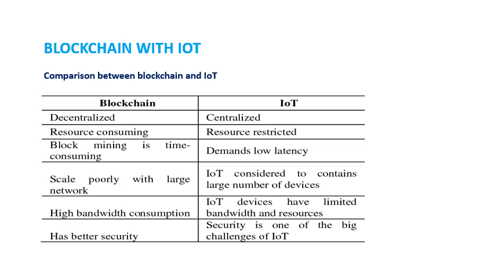IoT is centralized. Resources are restricted and it demands low latency. It contains a large number of devices, and the devices have limited bandwidth and resources. Security is one of the big challenges of IoT.